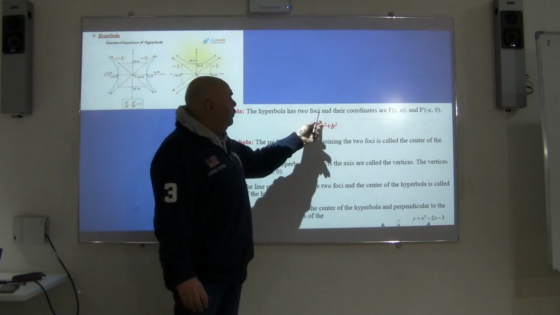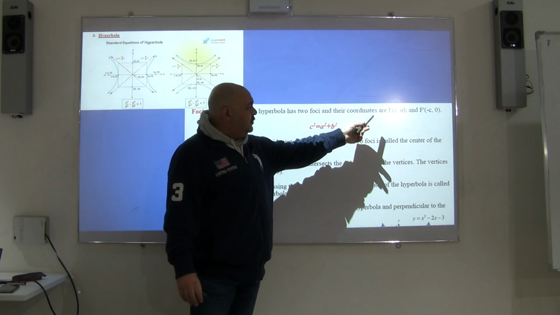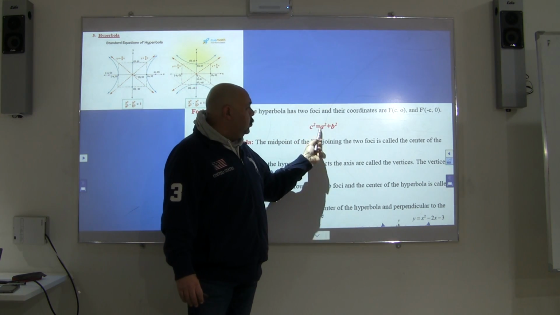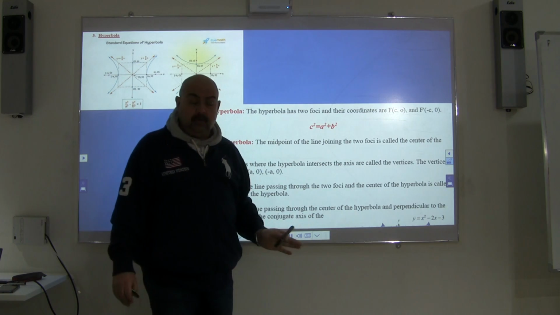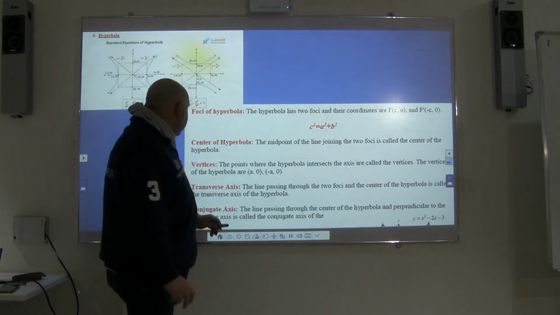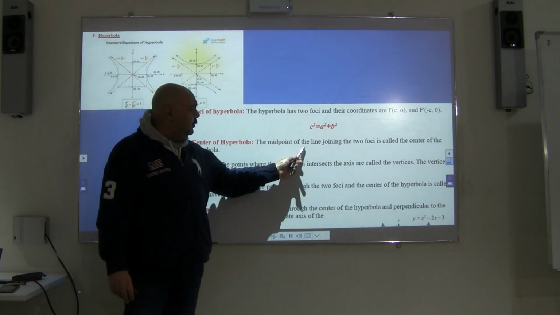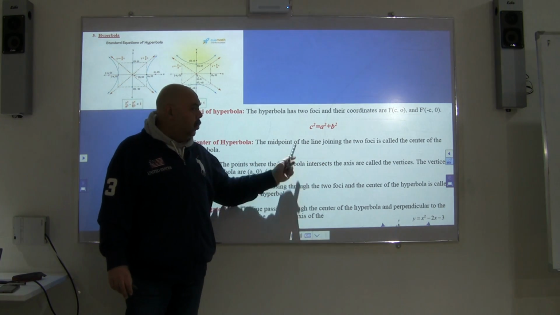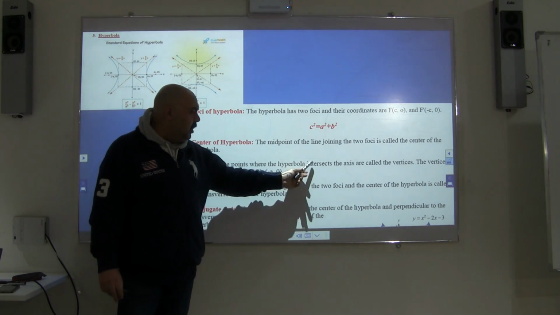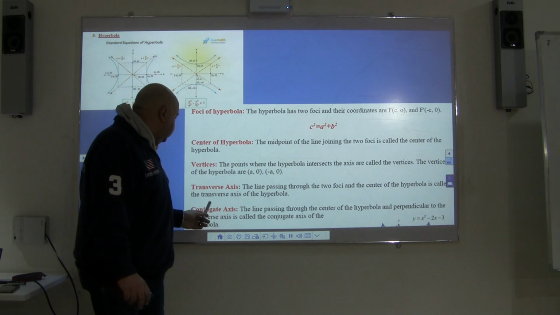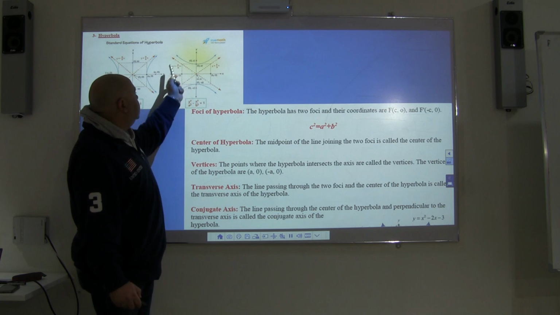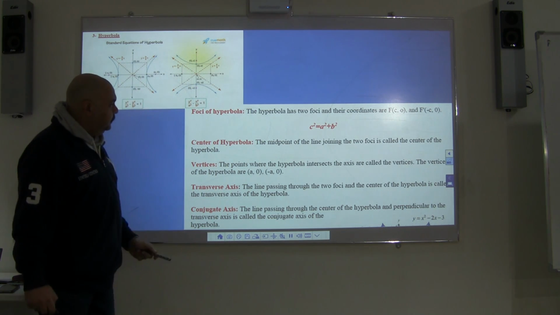The hyperbola has two foci, and their coordinates are F(c) and F' (negative c). Remark that c squared is a squared plus b squared, as I told you, and in the ellipse it's a squared minus b squared. The center of the hyperbola is the midpoint of the line joining the two foci or the two vertices. The points where the hyperbola intersects the axes are called the vertices. The transverse axis is the major axis. The conjugate axis is the axis about which the symmetry is.